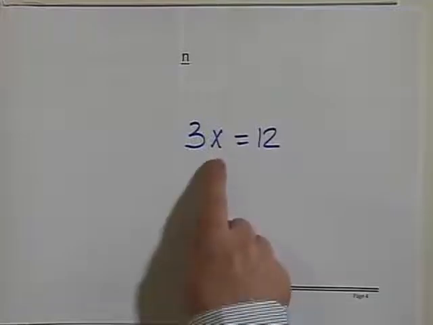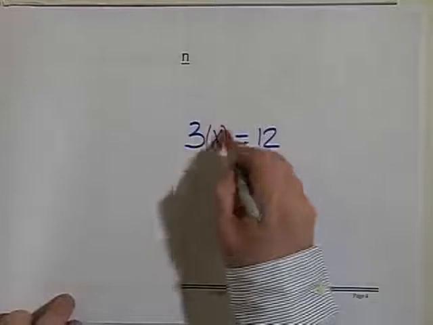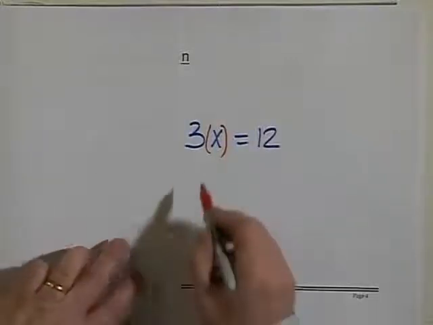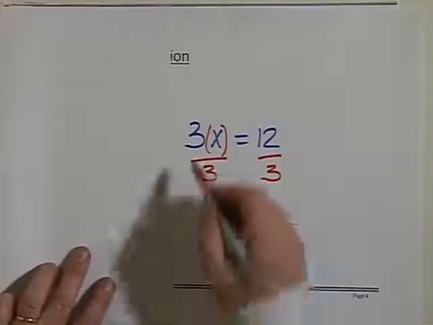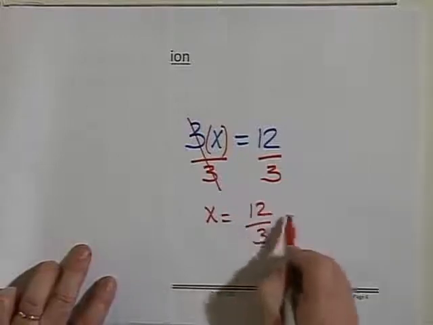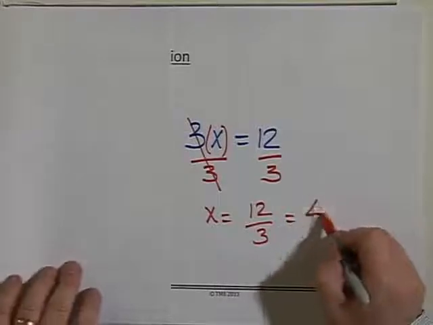But what is that number? That's 3 times, isn't it? So it's 3 multiplied by x. And what's the pair of multiplication? Division. So let's divide this by 3 and divide this by 3. X is equal to 12 over 3, and 12 over 3 is 4. Is that okay?